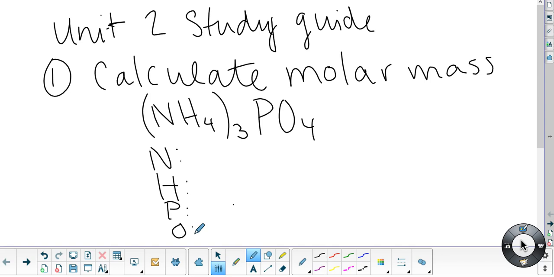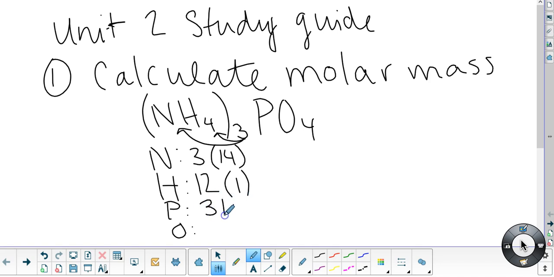So how many nitrogens do you have? 3, because you're distributing that 3. So the mass of nitrogen, you would look on the periodic table, is 14. Hydrogen, how many hydrogens do we have? 12. 3 times 4 is 12. And the mass of one hydrogen is 1. Okay. How many phosphoruses do we have? 1. That's 31. Oxygen, how many oxygens do we have? 4. Good. Times 16.